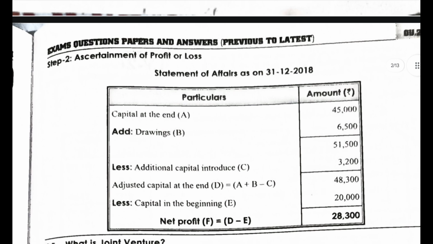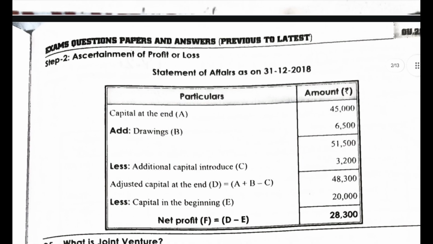See here, step 2, ascertainment of profit and loss, statement of affairs as on 31st December 2018. Capital at the end, just now we calculated, 45,000. That capital at the end we have to take here. Add drawings, this we are taking directly from the question. So after adding this drawing, we are getting 51,500. It's clear, how we got 51,500. Now additional capital introduced, it is given in the question, 3,200. We have to deduct that. After deducting, the answer a plus b minus c.